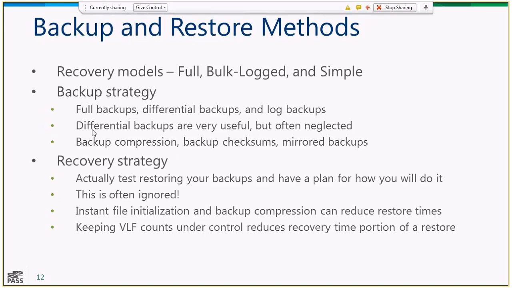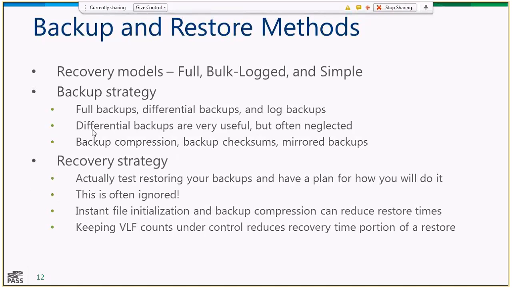And a lot of DBAs that I talk to don't ever even think about using differential backups. And so they'll do something like a full backup once a week and then log backups every 15 minutes. And if they have to restore towards the end of the week, they got to restore a lot of log backups, and that takes a lot more time to do.